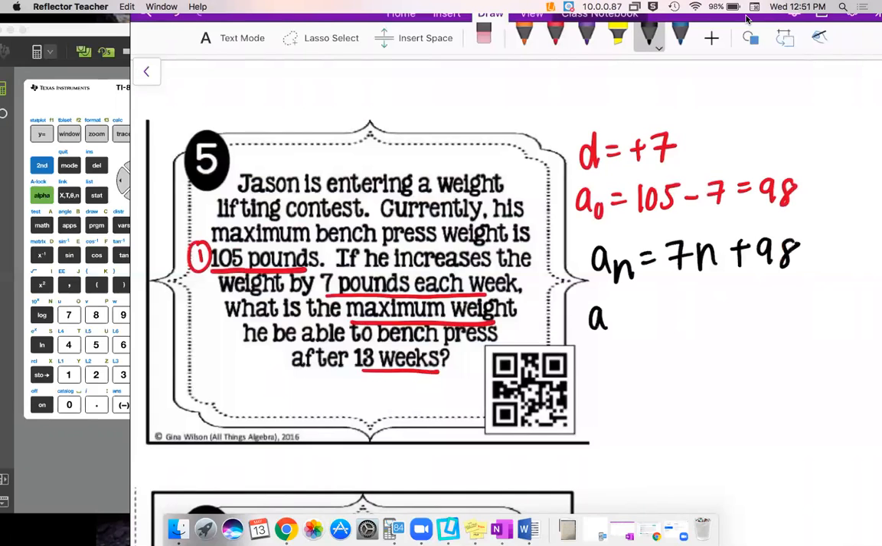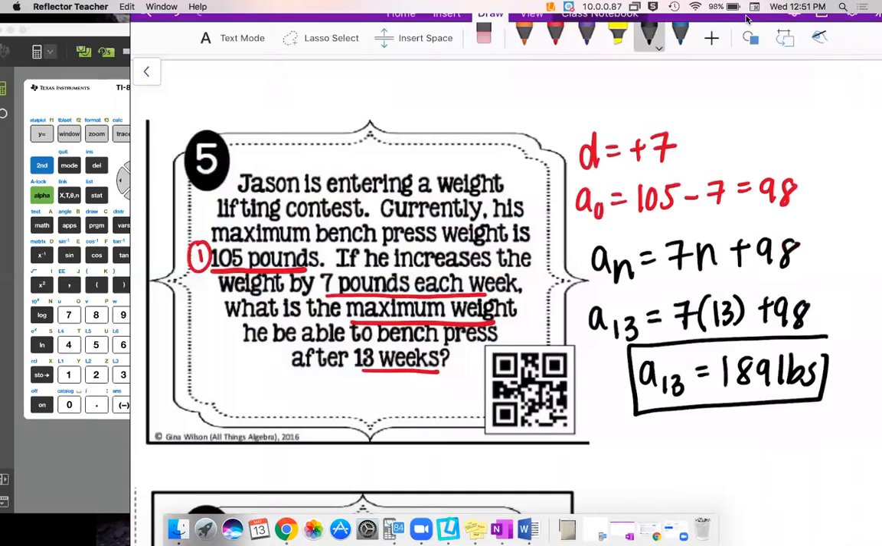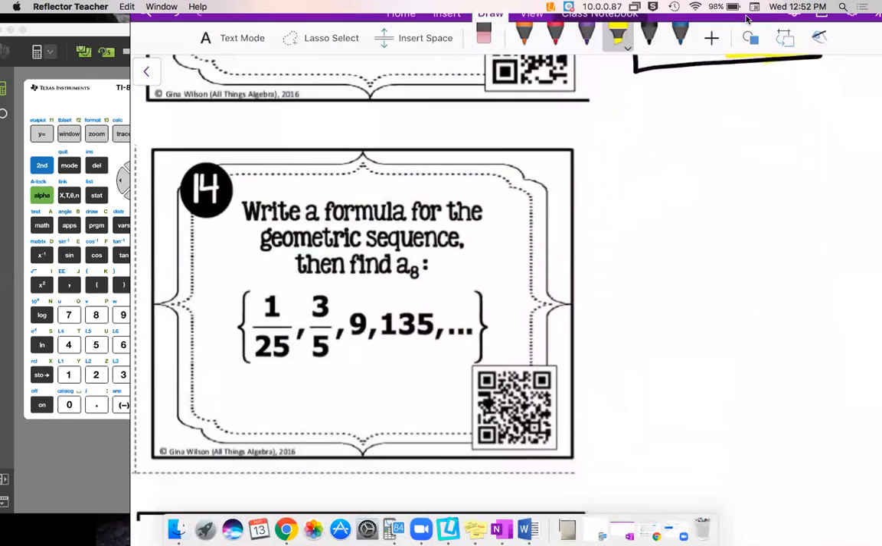And then if I want to know after 13 weeks where he's going to be, you would do 7 times 13 plus 98. And we know the 13th term of the sequence is 189 pounds. So after 13 weeks, he'd be able to lift 189 pounds on his bench press. It is important to realize that this was your starting week. So you're starting at 1 week and you do have to go backwards. So just be careful when you guys do these problems to really think through them.